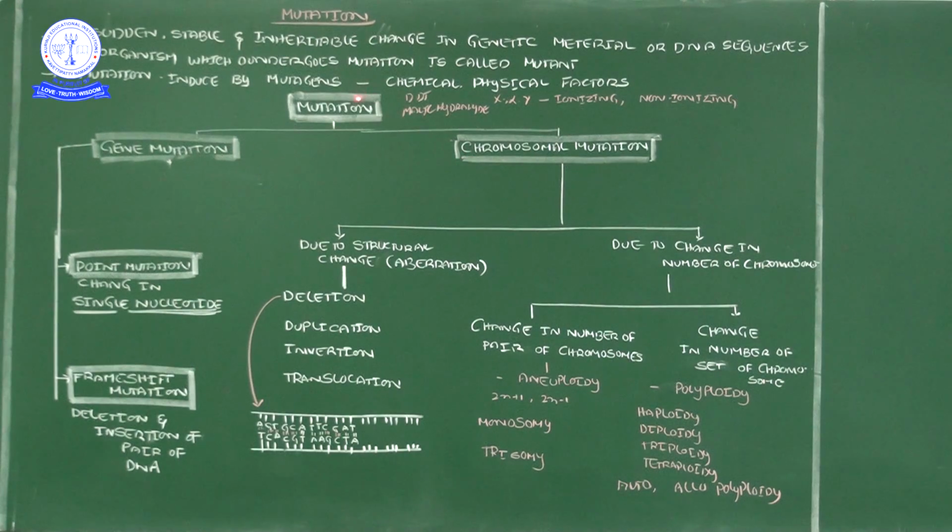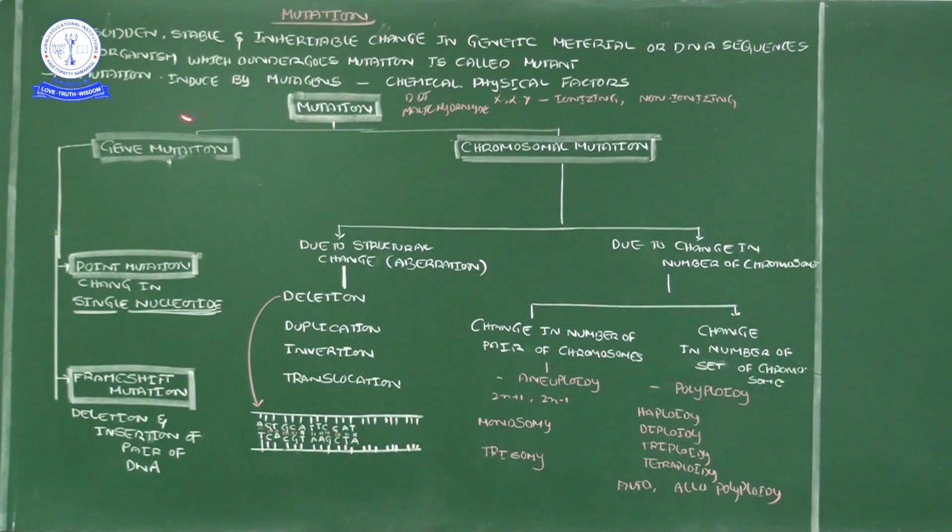One second, here mutation has two types, gene mutation and chromosomal mutation. In gene mutation, a small point in the DNA will change. In chromosomal mutation, the chromosome itself will be changed, it will be affected. That again, structural changes are based on how they lead, and in number changes, whether one single chromosome is affected or many more, total sets of chromosomes are affected, that we want to know. Okay, already you got the concept.